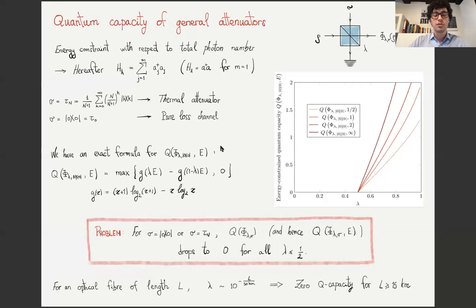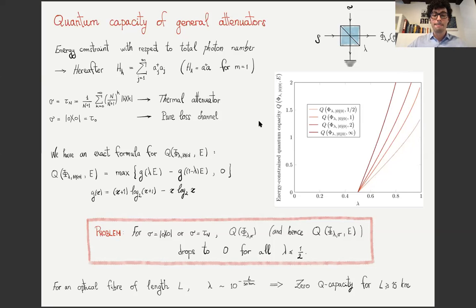It turns out we don't have an exact formula for the energy constraint quantum capacity of the thermal attenuator, but we do have one for the energy constraint quantum capacity of the pure loss channel. It's a formula like this. You can plot it. This is the plot for different values of the average input energy. Of course, the higher the energy, the higher the capacity, and it reaches a limit value, which is like this, for infinity.